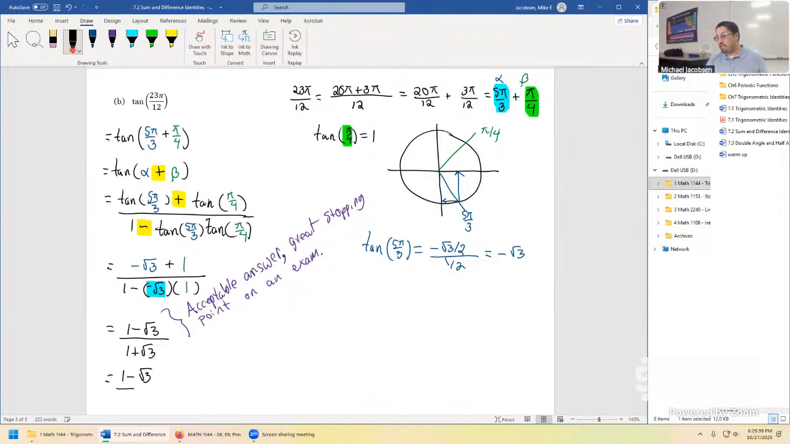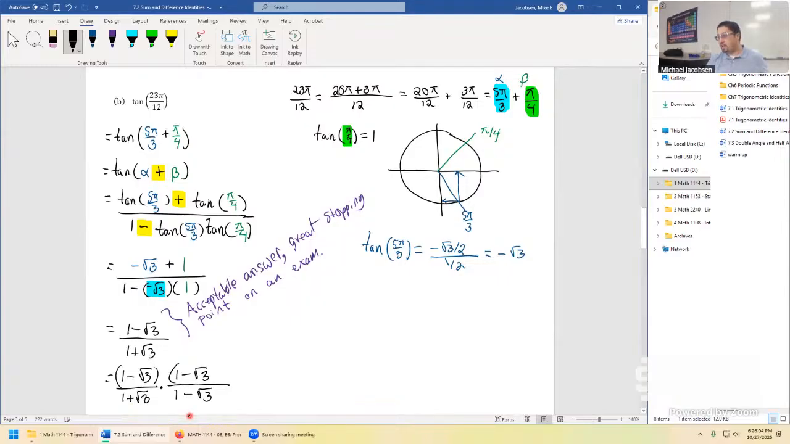It's 1 minus root 3 divided by 1 plus root 3. We're now digging deep into pre-calculus 1, college algebra material, maybe even intermediate algebra material. We want to rationalize the denominator by multiplying by its conjugate. The conjugate of 1 plus the root of 3 is 1 minus the square root of 3. And this has a nice feature.